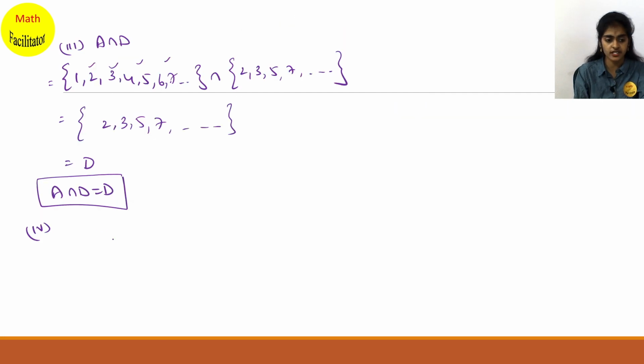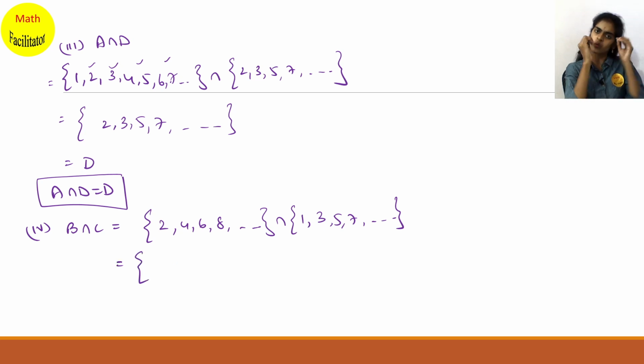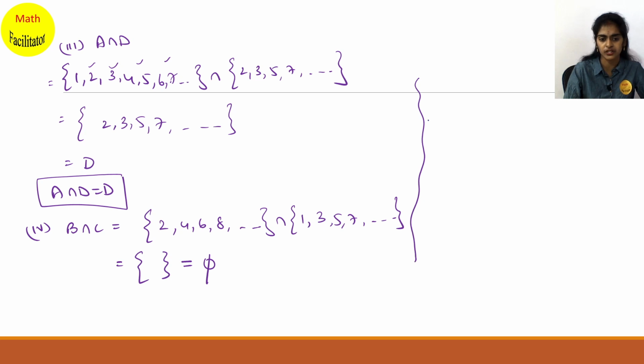Let us take the next bit. B intersection C. B is nothing but all even numbers, so 2, 4, 6, 8 and so on. C is nothing but odd numbers 1, 3, 5, 7 and so on. So is there any common element? Just let me know. There is no element which is common. B has only even numbers, C has only odd numbers. So even and odd, there is nothing in common. So I can say B intersection C is nothing but an empty set, or a null set represented by phi. In our last class also we have learnt about this, isn't it?